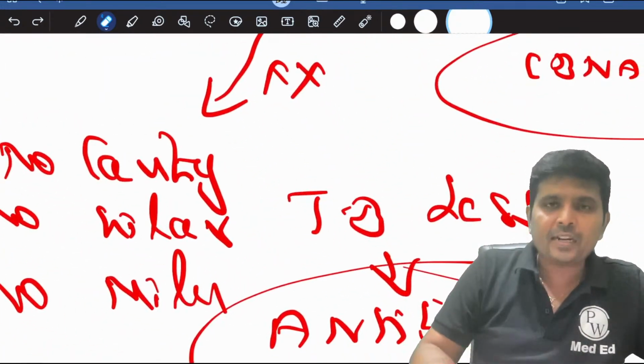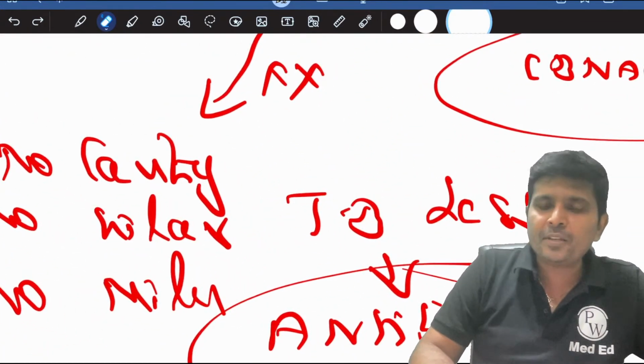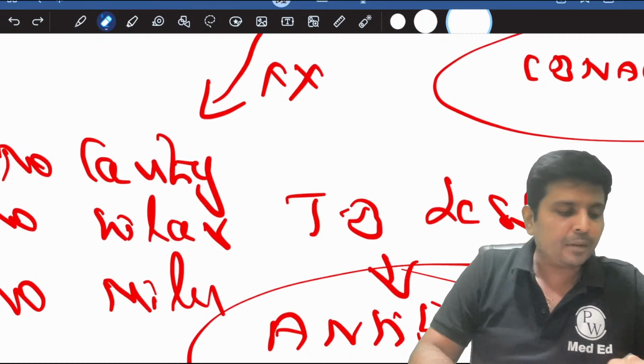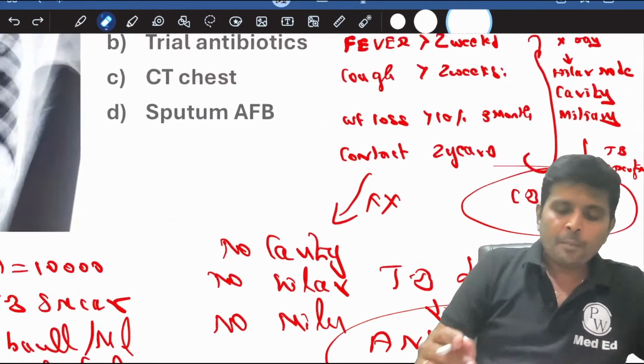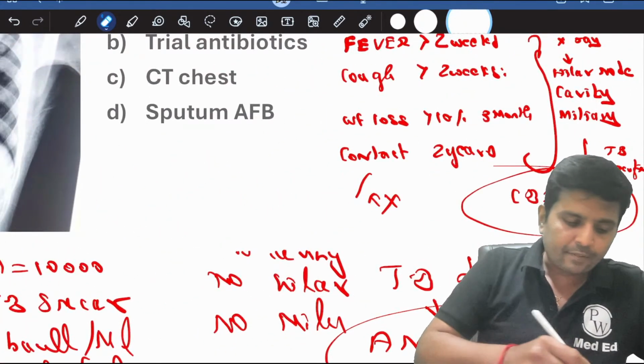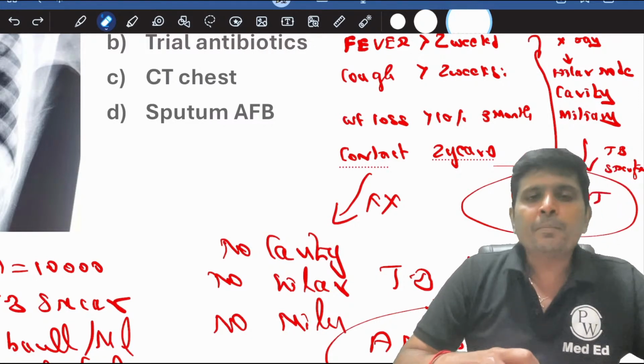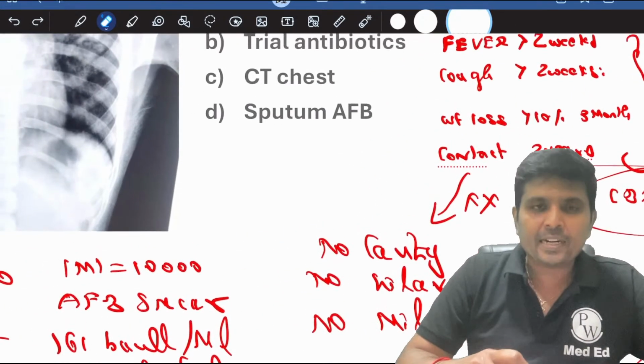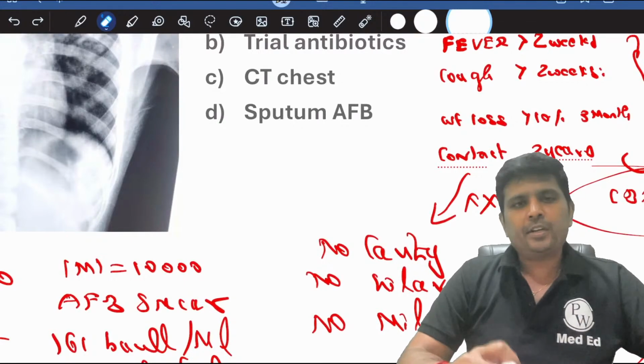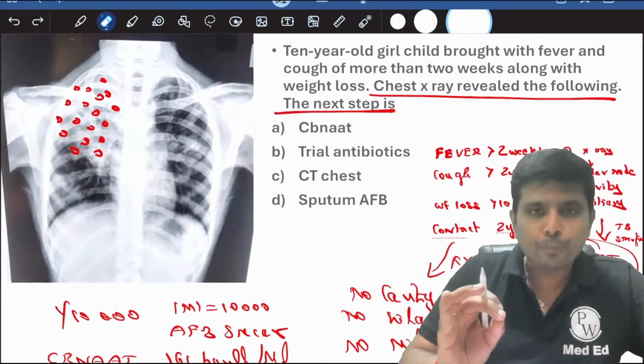One is whether it is sensitive TB or MTB, sensitive to rifampicin, and whether MTB is detected or not. But when X-ray shows no cavity, no hilar adenopathy, no miliary mottling, then you need to give a trial of antibiotics. This is very, very important.